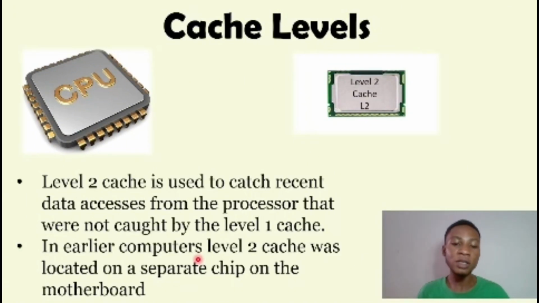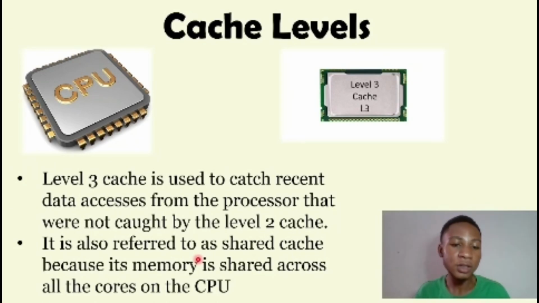The level 2 cache is used to catch recent data accesses from the processor that were not caught by the level 1 cache. In earlier computers, level 2 cache was located on a separate motherboard, but in modern computers, it is also located on the CPU. The level 2 cache is larger than the level 1 cache, but not as fast as the level 1 cache.